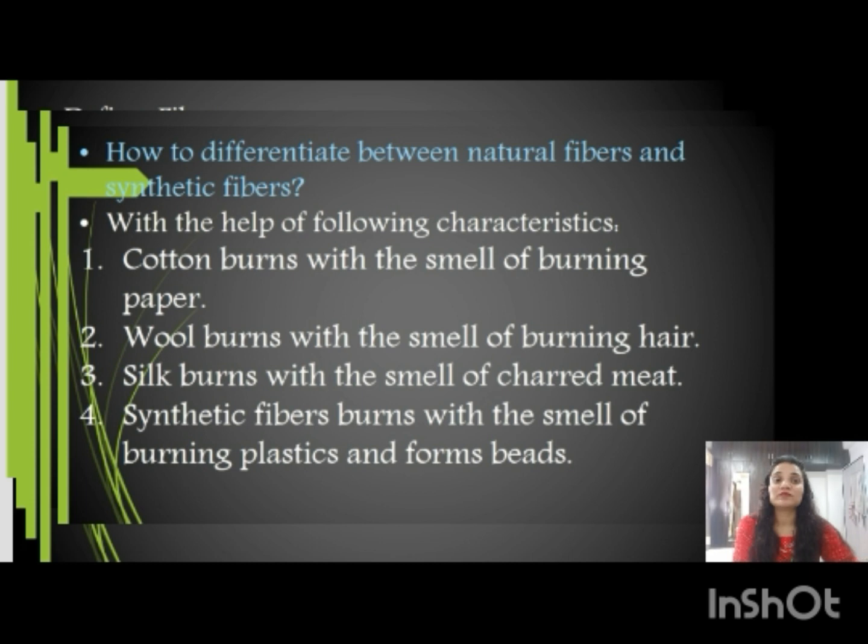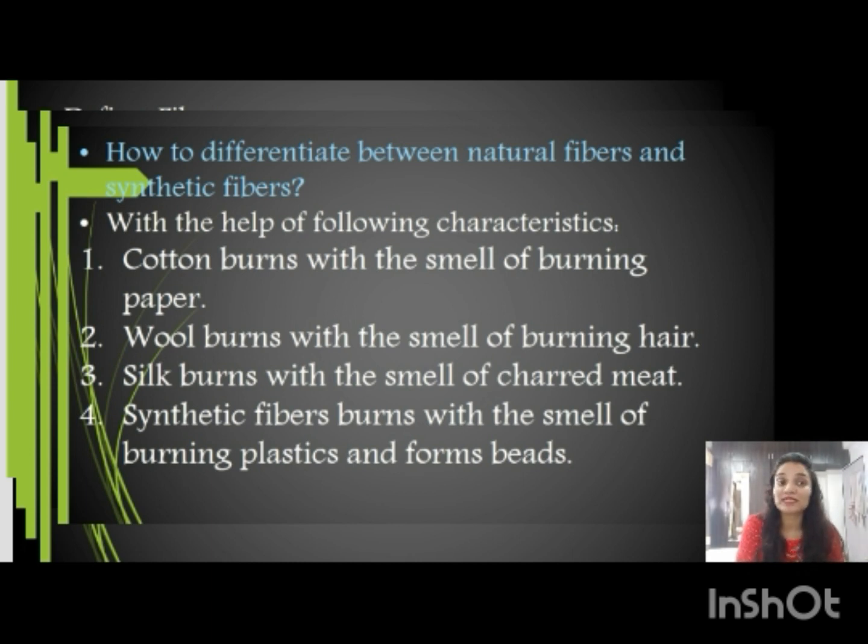How can we differentiate between natural fibers and synthetic fiber? By touching or seeing, we cannot identify whether a particular fiber is natural or synthetic. For that, there is one test, that is the burning test. We have to burn a particular part of the fiber and smell the odor. If the burning cloth smells like burning paper, it is cotton. If it smells of burning hair, it is wool. If it smells like charred meat, it is silk. And if it smells of burning plastic, it is synthetic fiber.